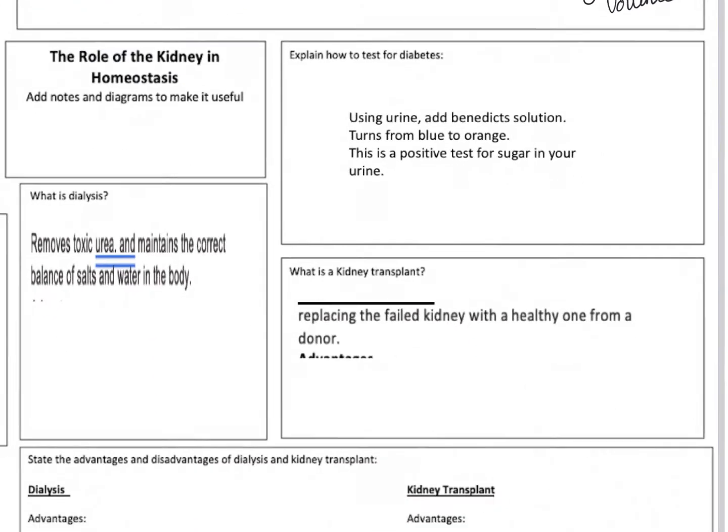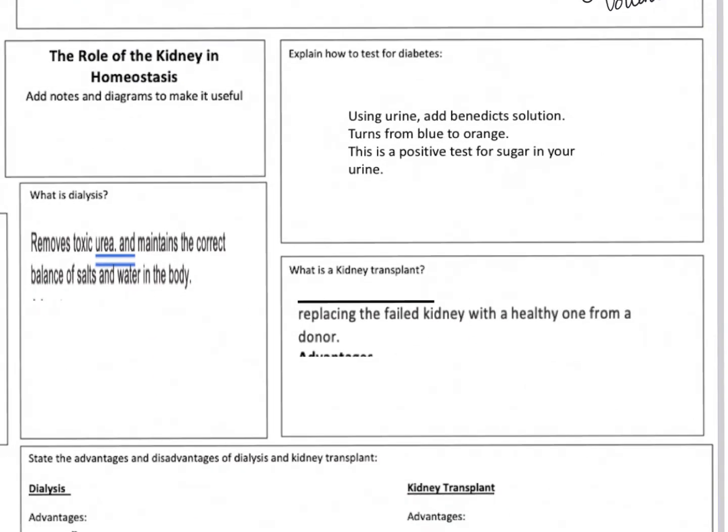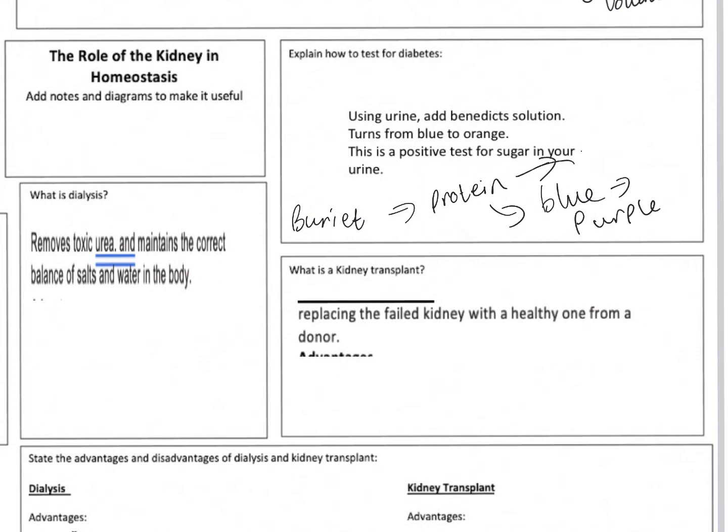How do you test for diabetes? Using urine, add Benedict's solution, and it'll turn from blue to orange. This is a positive test for sugar in urine. You might be asked about biuret solution, which is the test for protein, and protein turns it from blue to purple.